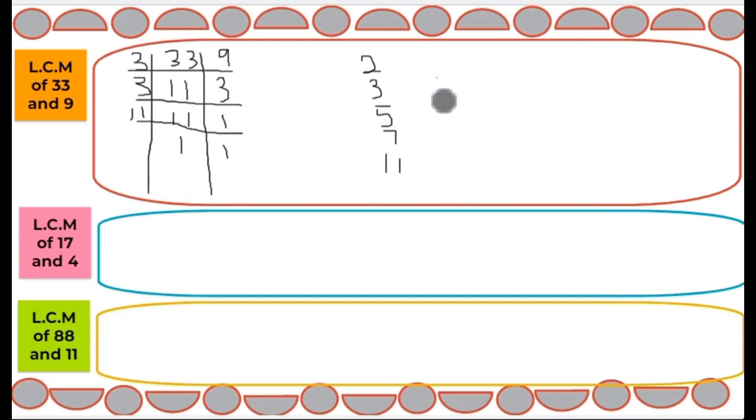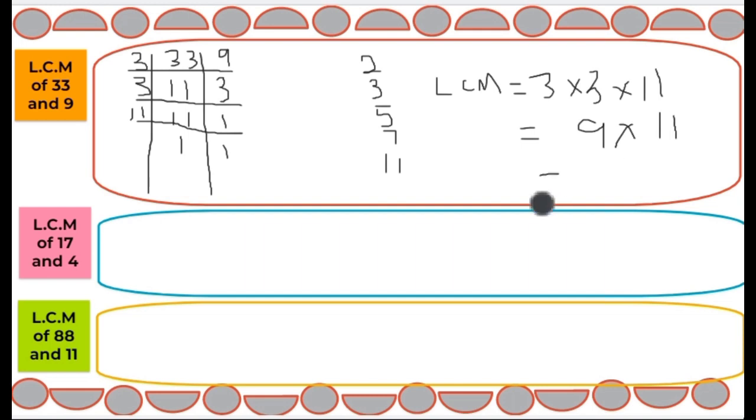So our LCM equals 3 times 3 times 11. Now what's our 3 times 3? 9 times 11. And what's our 9 times 11? We have 99. So the LCM of 33 and 9 is 99.